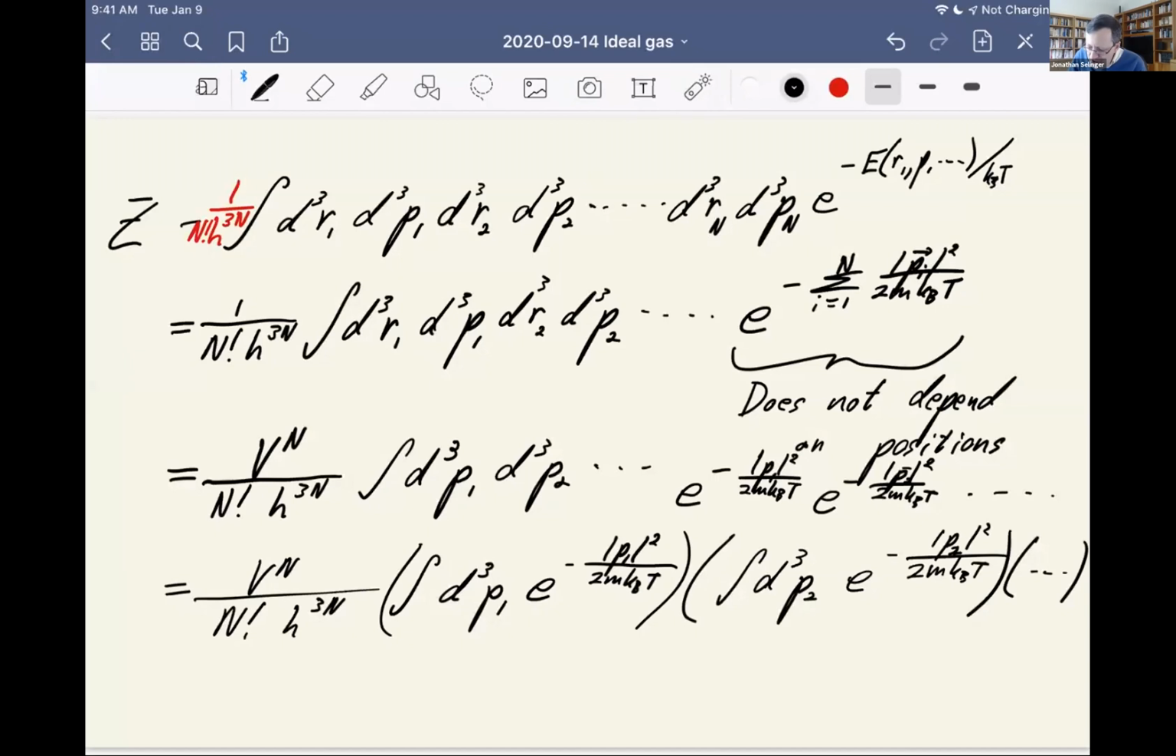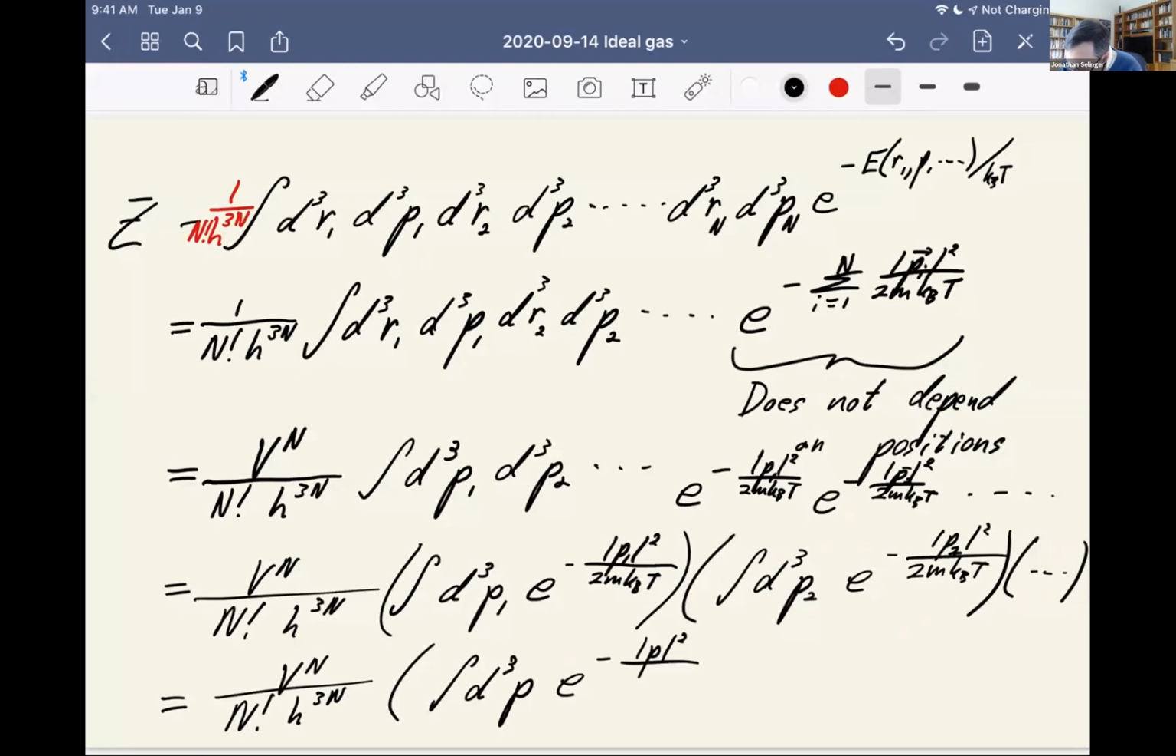Then we notice that all the particles are the same as each other. So this integral is just the same as this integral and every other integral in the list. So I have an integral for each particle that are all the same. So I can just write it as the integral over any old momentum, the exponential of minus p squared over 2mkT, and all this is just raised to the N power, where N is the number of particles.